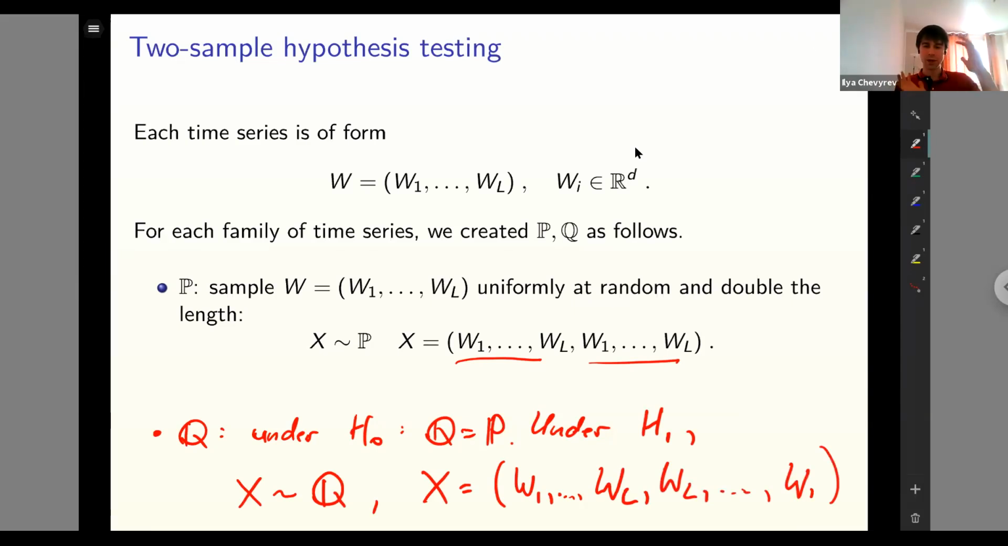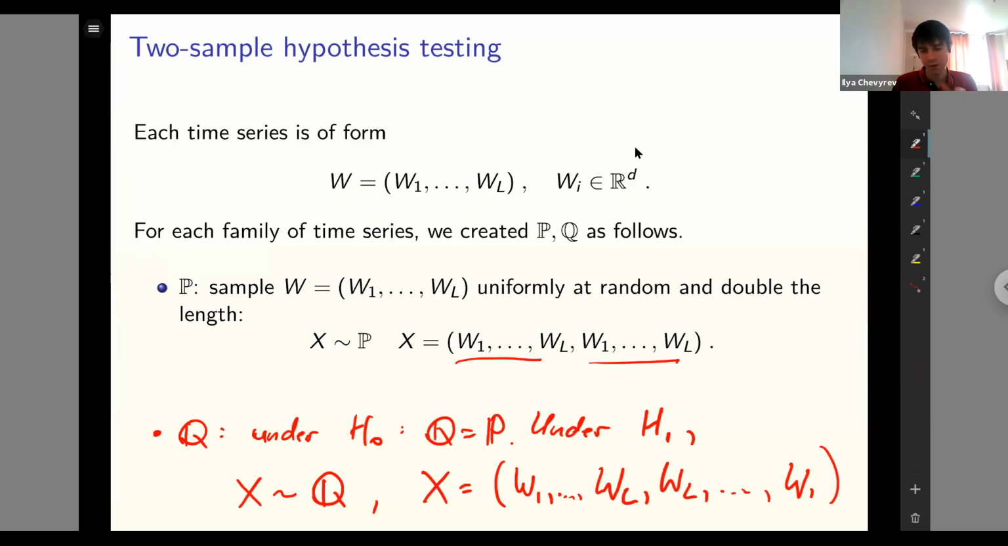So in each case, P and Q are now essentially probability measures on sequences, which we treat as paths. P is always a repeated time series. And Q, when it's not equal to P, is a flipped time series. So it's like a mirror version of itself.